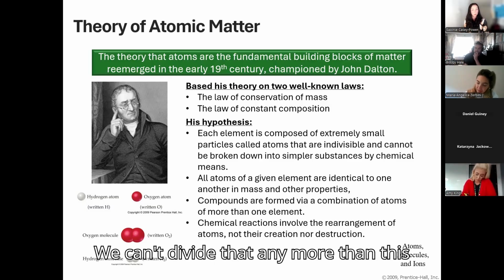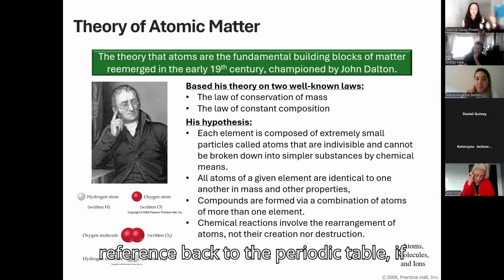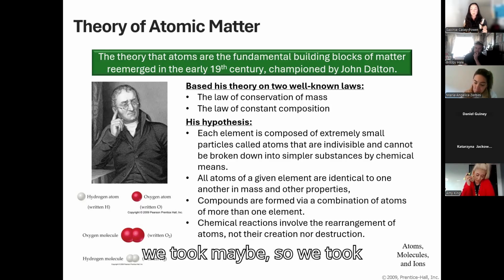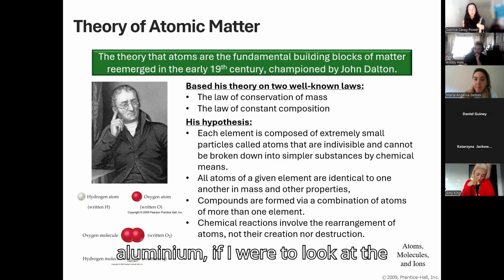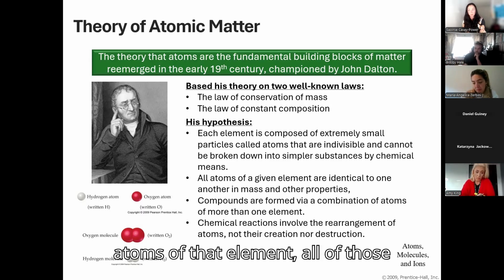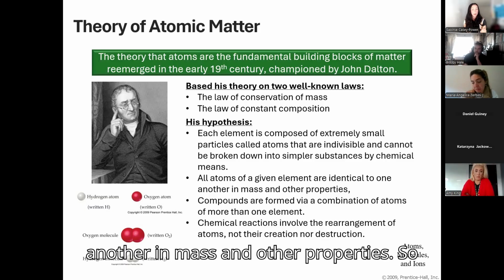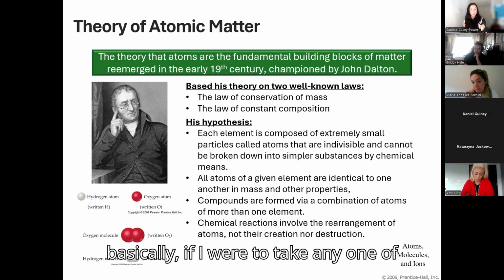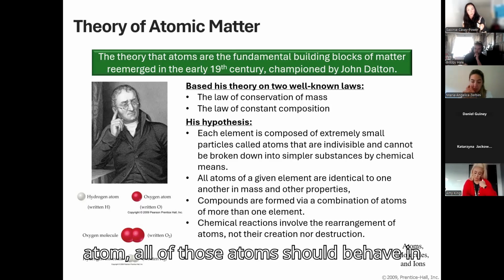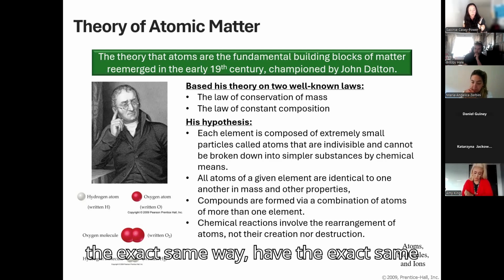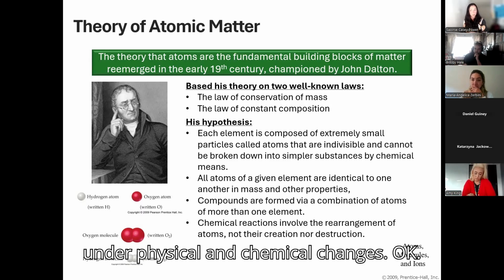We can't divide that any more than it already is. All atoms of a given element, so if I were to reference back to the periodic table, if we took hydrogen, or calcium, or aluminium, the atoms of that element should all be identical to one another in mass and other properties. So if I were to take any one of those elements apart atom by atom, all of those atoms should behave in the exact same way, have the exact same mass, and react in the exact same way under physical and chemical changes.